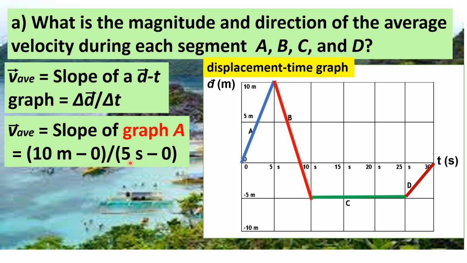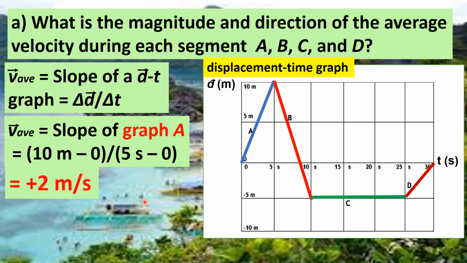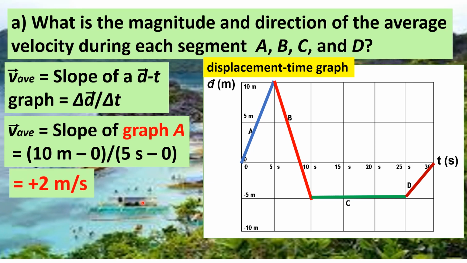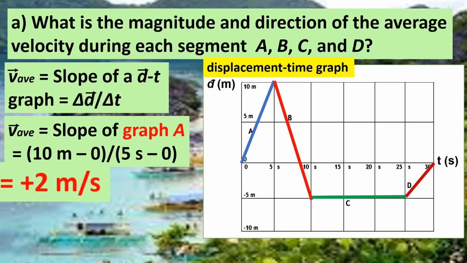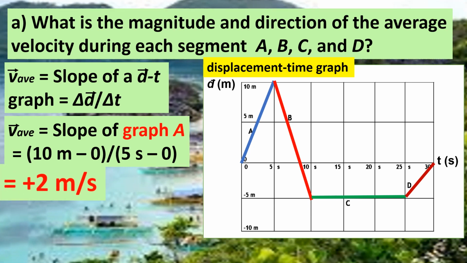So using the formula for determining the slope of a displacement time graph, which is simply delta d, or the change in displacement over delta t, the change in time. Substituting, we get 10 meters minus 0 divided by 5 seconds minus 0. Doing our math, we get the average velocity of the particle represented by graph line segment A, and that is equal to positive 2 meters per second.